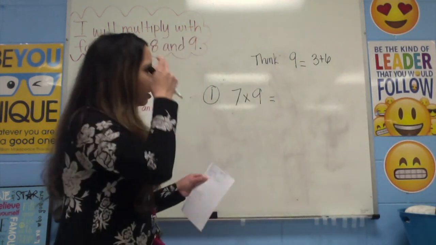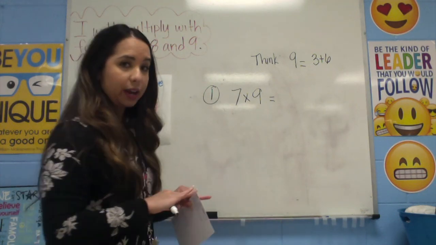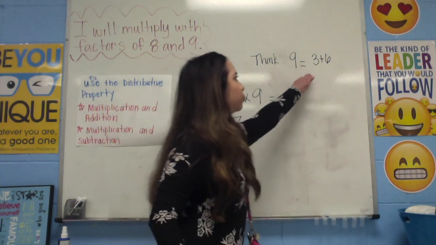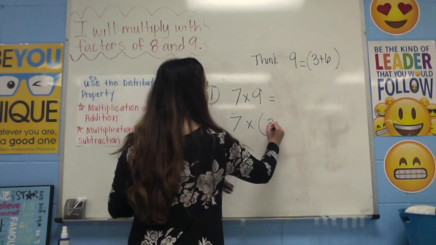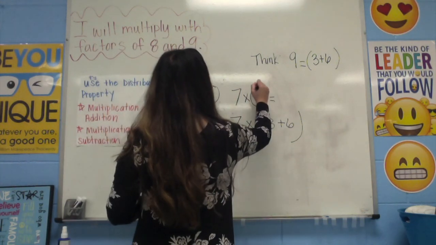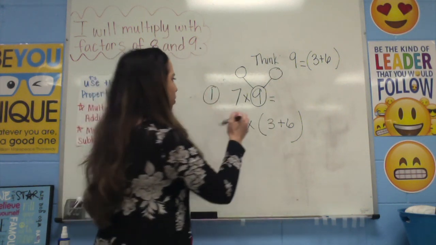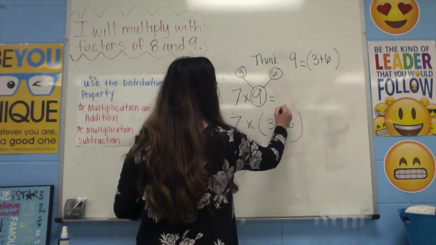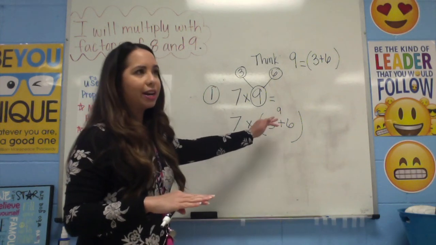All right, so now watch what I do. So 7 times 9, I'm not changing anything. I'm just rewriting it in a different way. So I'm going to say 7 times, now remember, we're thinking of 9 as 3 plus 6. Okay? So 7 times, parentheses, 3 plus 6, because 3 plus 6 equals 9. So remember, when we're using the distributive property, you take only one of the factors and you break it apart, and this time we're using 3 and 6, okay? Again, 3 plus 6 is 9. If I need to write it right here so you can see that I did not change the problem, it is 7 times 9. We're just writing it in a different way.